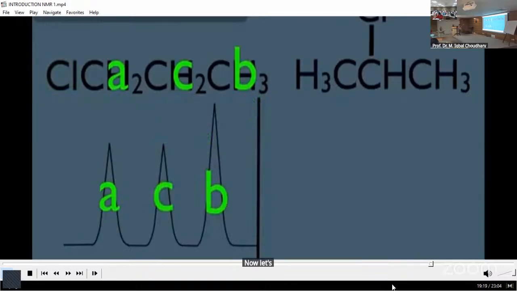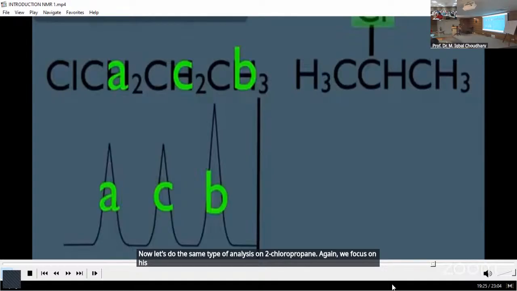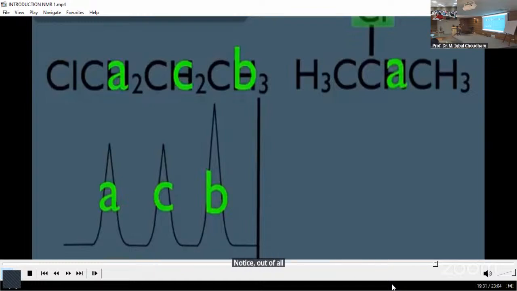Now let's do the same type of analysis on 2-chloropropane. Again, we focus on his Cl right here being very electronegative. And let's call this hydrogen right here the A-type hydrogen. Notice out of all the hydrogens in this molecule, he's the closest to Cl. So he should be the most de-shielded hydrogen.